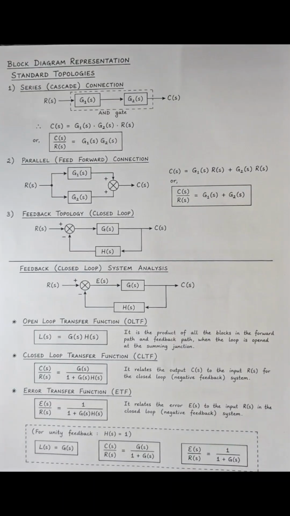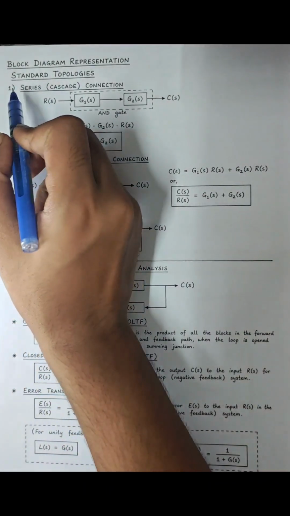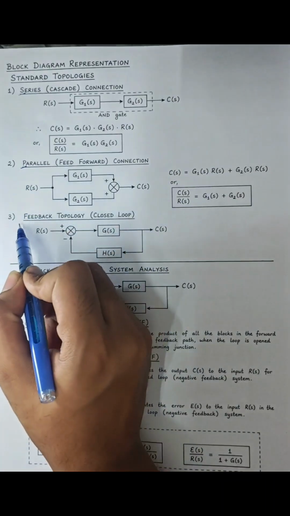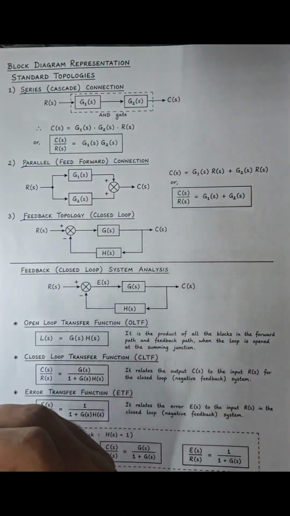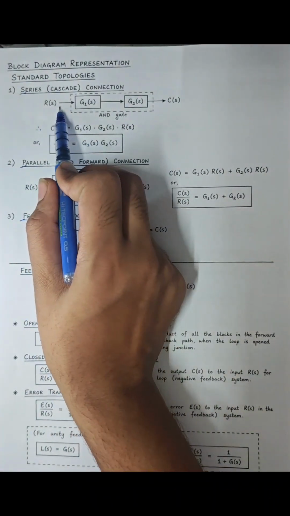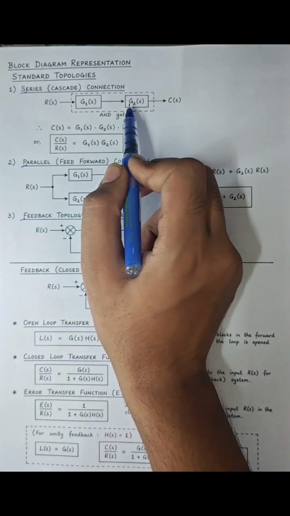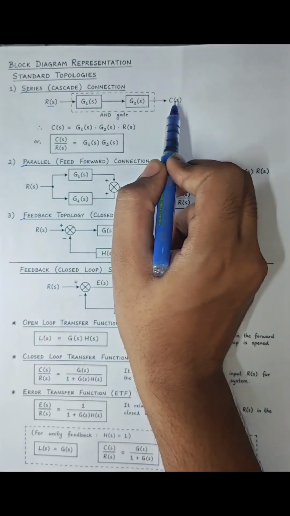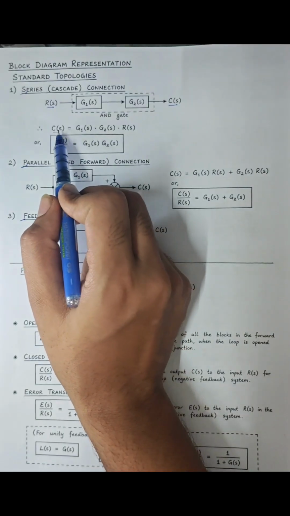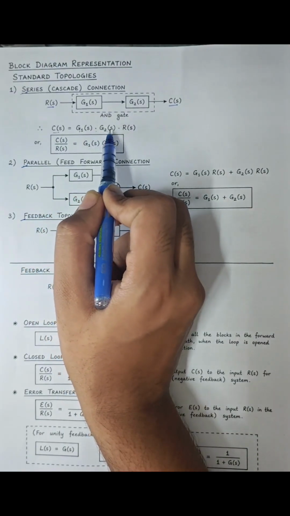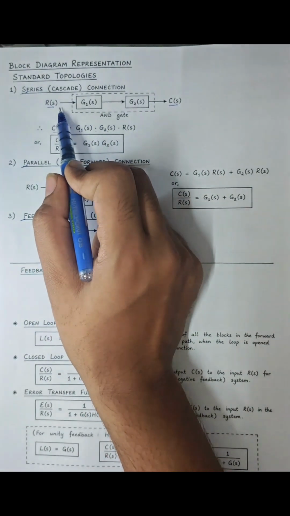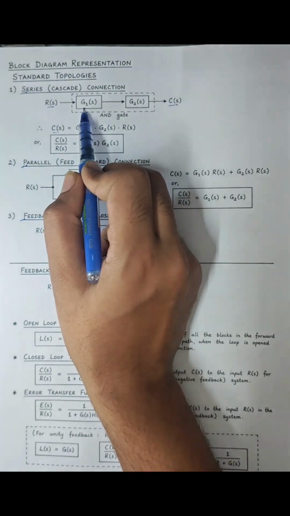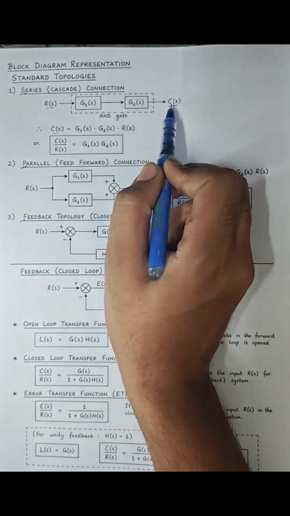So now we move to the important topic of today, block diagram representation. Block diagram representation has some standard topologies, which are series, parallel and feedback topology. The series topology has R(s) connected to a G1 gain and G2 gain. R(s) is the input here and C(s) is the output. So C(s) equals G1 into G2 into R(s). So this R(s) is multiplied by G1 and G2 to give the C(s).